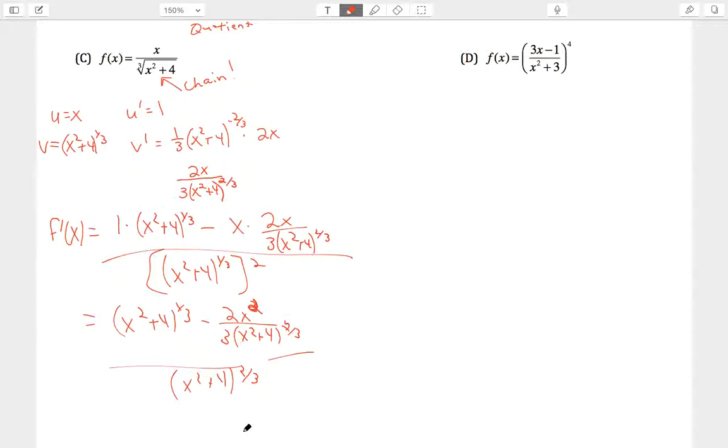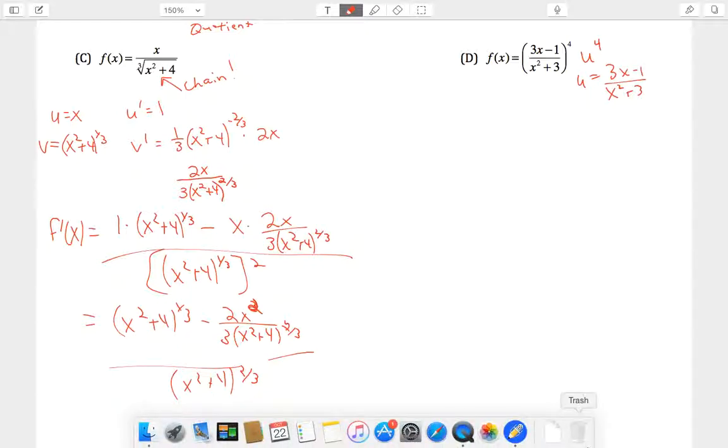Because it is this to the 4th. This is a chain, right? So you would say, oh, well, this is just u to the 4th. And so u is 3x minus 1 over x squared plus 3. That's a quotient, right? So that's what makes these difficult, is looking and finding the chains and seeing them inside of other rules. So we have to find u prime using the quotient rule. So the derivative is going to be 4u cubed times the derivative of this, and this is u prime in the quotient.